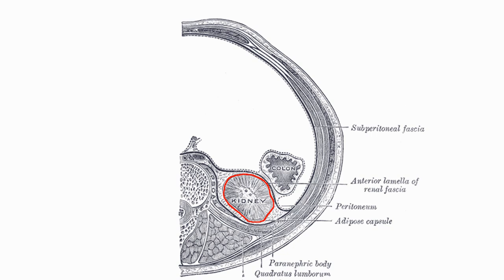And then outside the fibrous capsule you've got the perinephric fat, so this completely surrounds the kidney and it just sits outside the fibrous capsule. So this is the perinephric fat. I've just kind of drawn it on roughly there. And then outside the perinephric fat we've got the extraperitoneal fascia, which is called the renal fascia, as it surrounds the kidney.